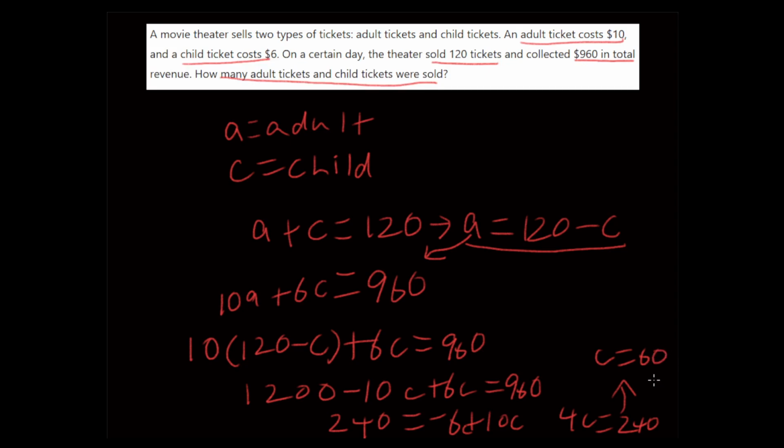So the number of child tickets is 60. And since they sold 120 tickets, the number of adult tickets is also 60. You can check this by plugging A is 60 and C is 60 back into both of these equations. If both equations are true, then we did it correctly. In this case, 60 and 60 make both equations true. So in total, there were 60 adult tickets sold and 60 child tickets sold.